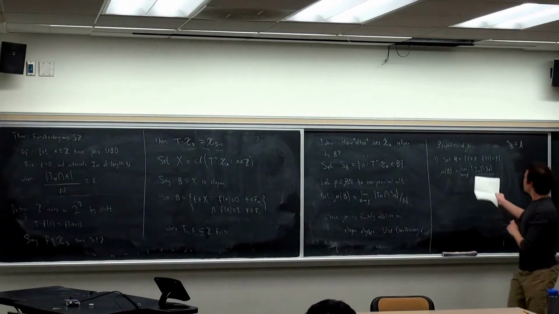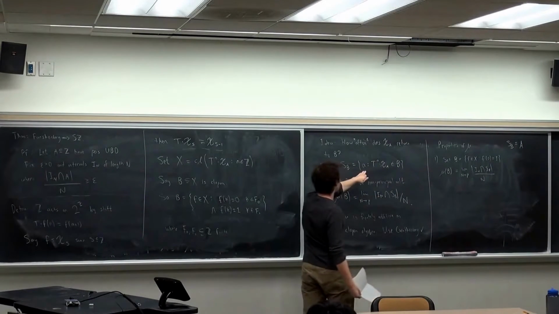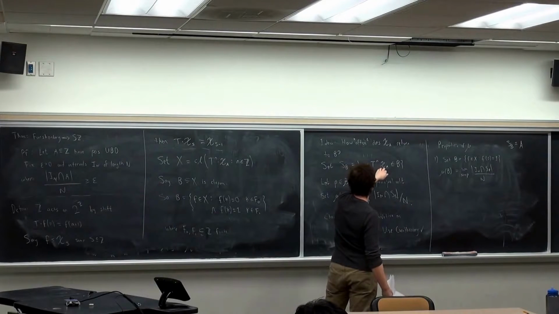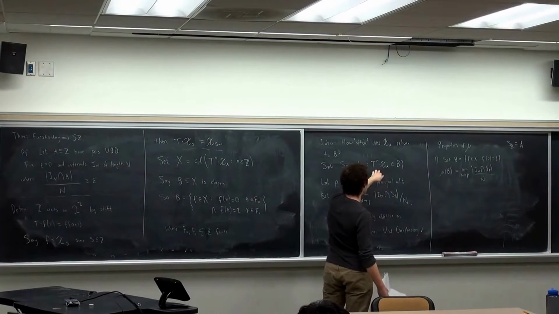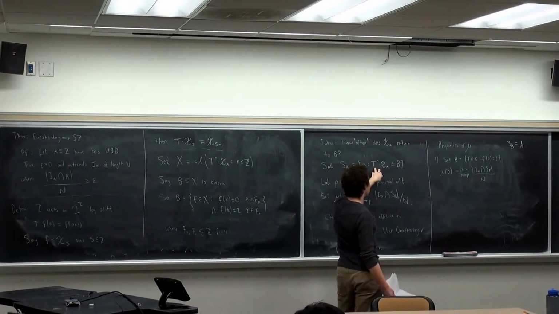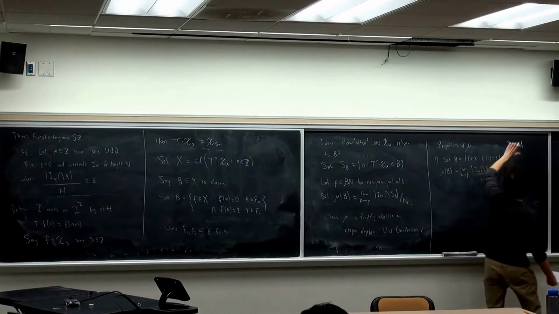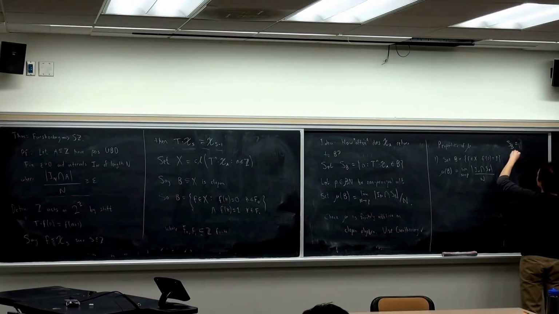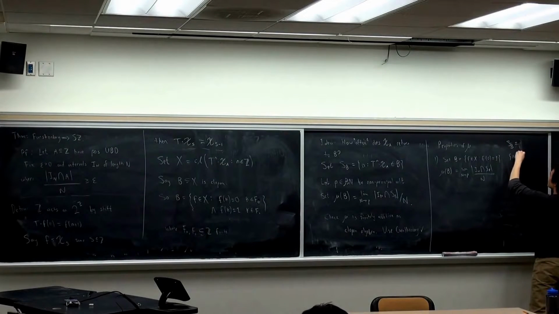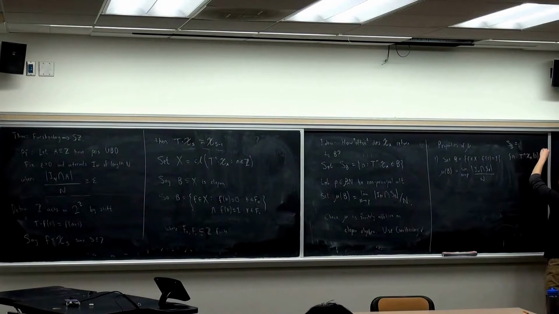What is S_B? It's going to be those n so that T^n of chi_A has the property. I'll be explicit. This is equal to those n so that T^n chi_A is in B. Well, to be in B, that means that at 0, I evaluate to 1. This is exactly saying those n.